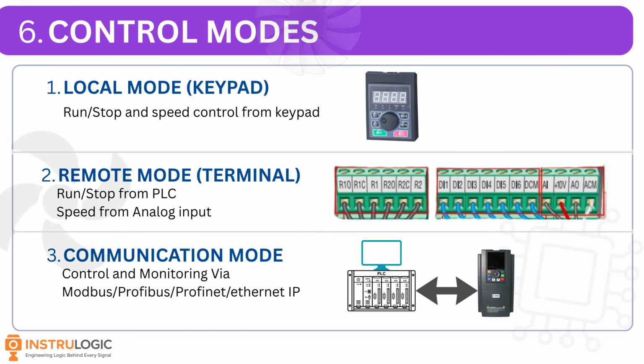In local mode, the motor is controlled directly from the VFD keypad, where the operator can start, stop, and adjust speed manually. In remote mode, commands come from external terminals. For example, a PLC can start or stop the motor, while an analog signal controls the speed. In communication mode, the VFD is controlled and monitored digitally through industrial communication protocols such as Modbus, Profibus, Profinet, or Ethernet IP. The selected control mode depends on the application and system requirements.